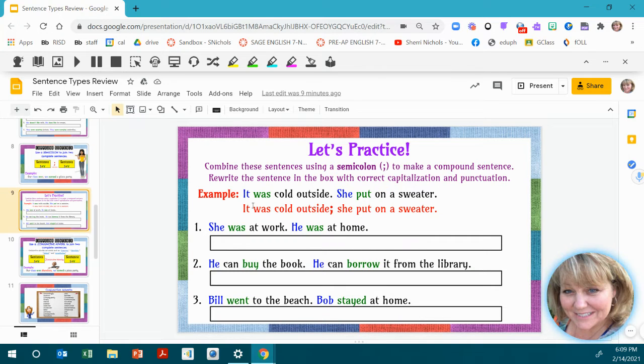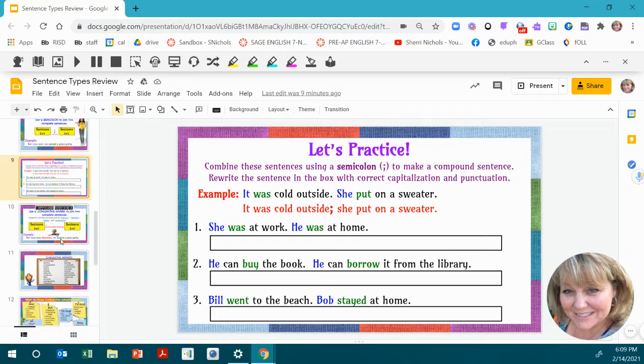And then here's a practice. It was cold outside, period, capital, she put on a sweater. It was cold outside, semicolon, she put on a sweater. So you can join it this way with a semicolon. So you're going to work these.